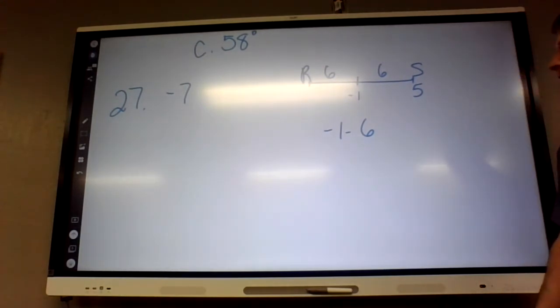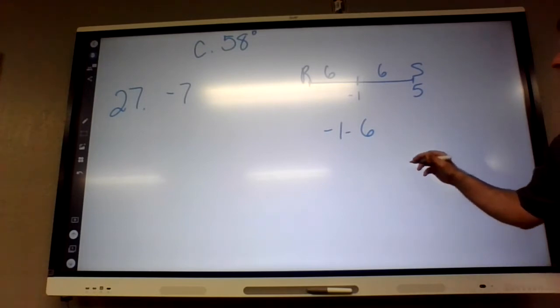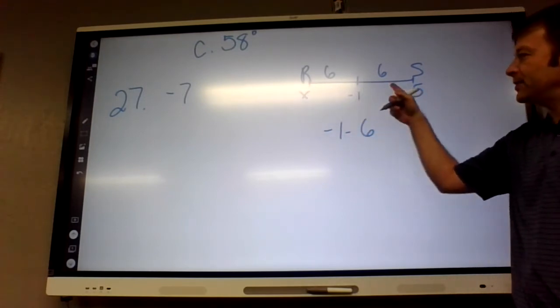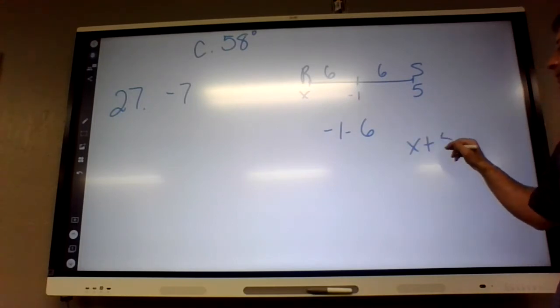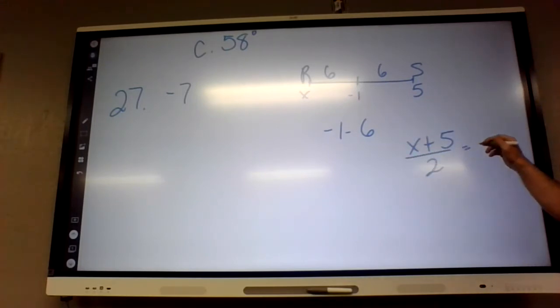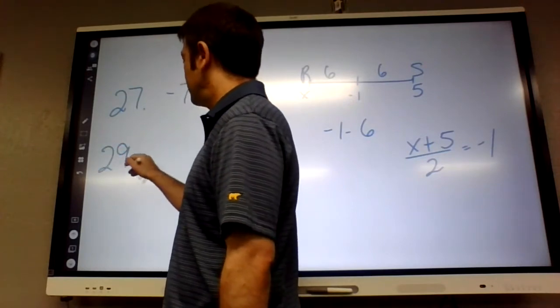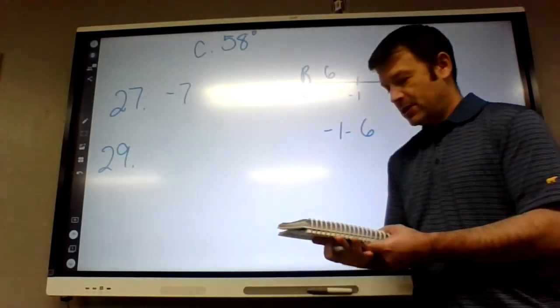So this is 6 long, so this has to be 6 long because it's in the middle. So you just go 6 backwards from -1. There is an algebra way to do it, but it'd probably just confuse you. -1 should be the average of those two. So x plus 5 divided by 2 should equal -1. Solve that for x. Of course, the original way might confuse you too.